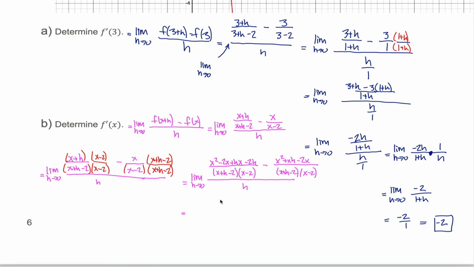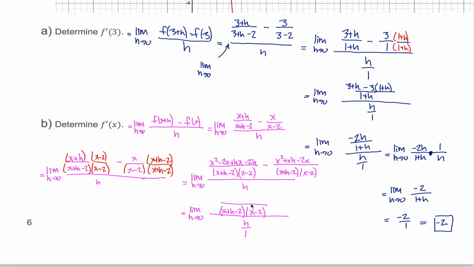This is ugly, this is a mess, this is a disaster, but it's about to get a lot prettier. Nothing really to do on the bottom. Maybe we'll just change this h into h over 1 so that it looks like a fraction. But up in the top here, since I have a common denominator, I can subtract the numerators of these fractions. I can make these two fractions a single fraction.